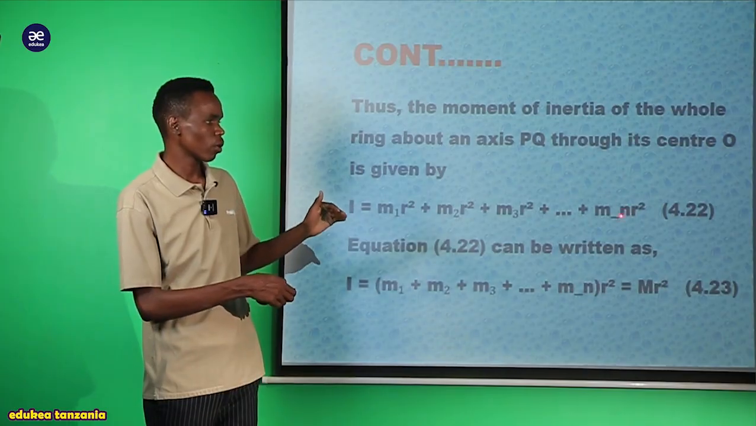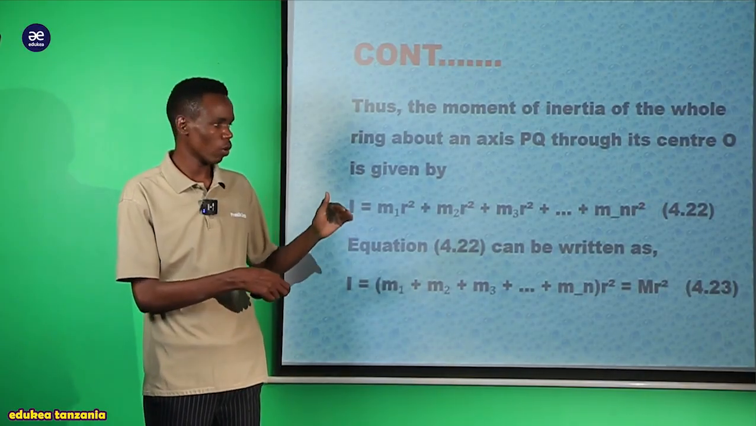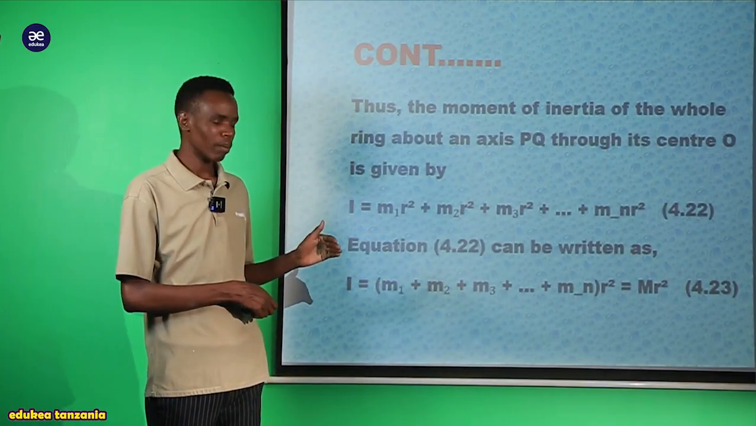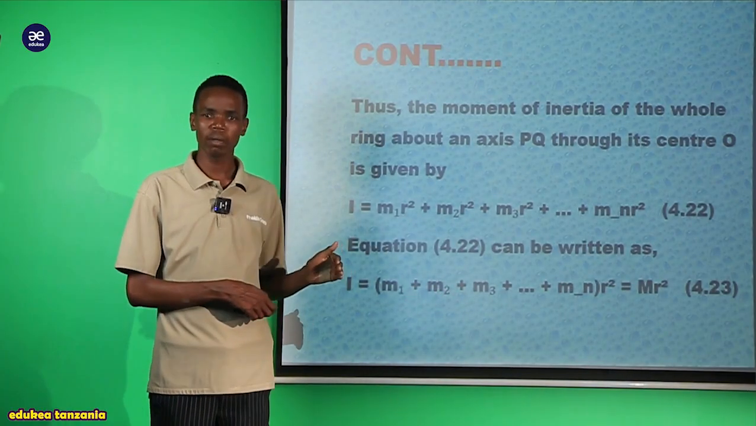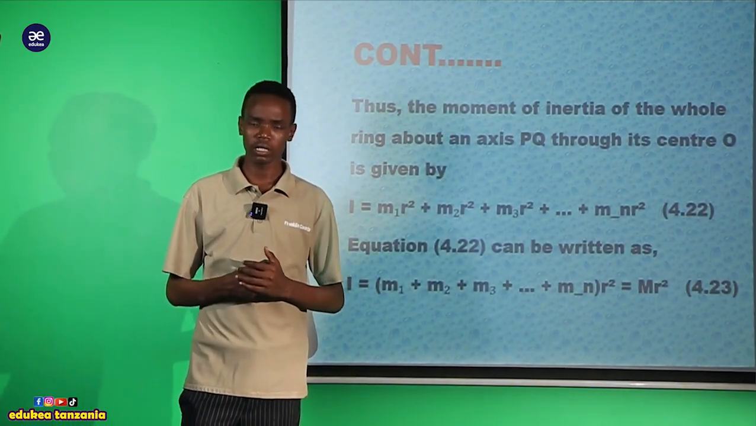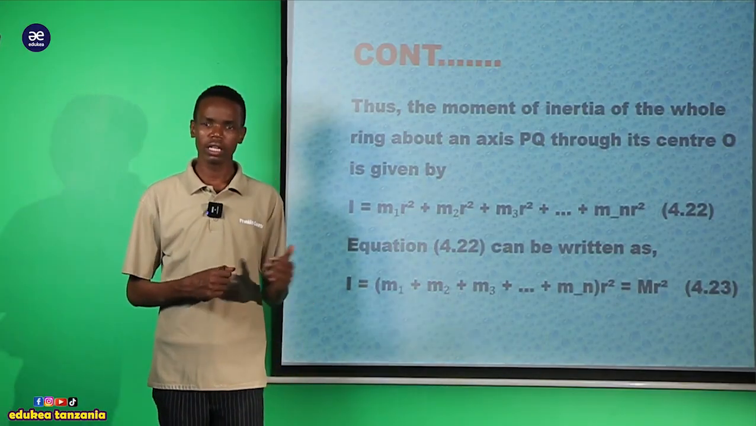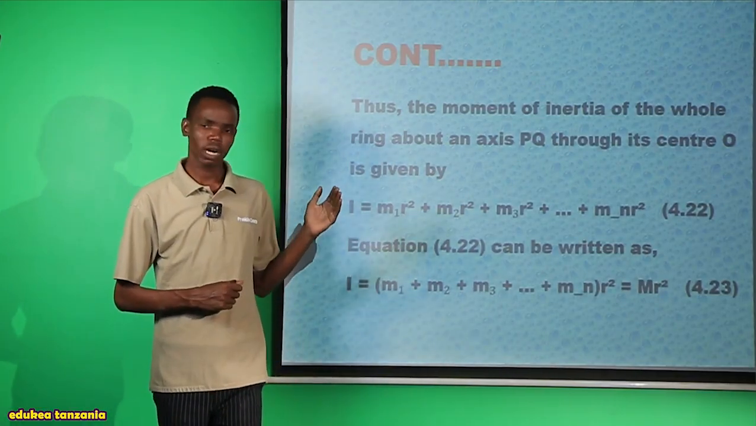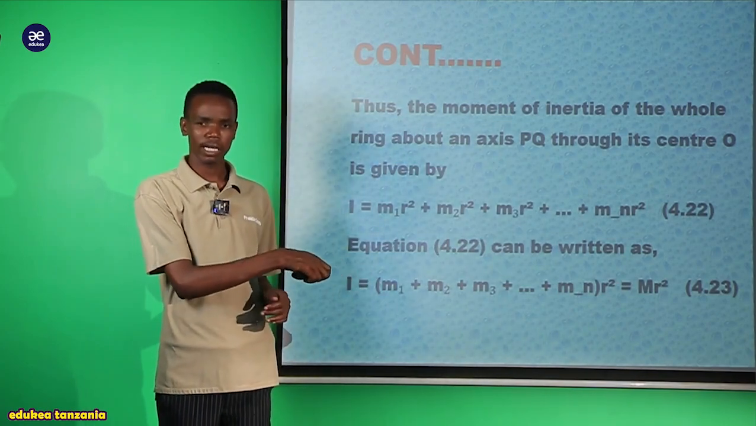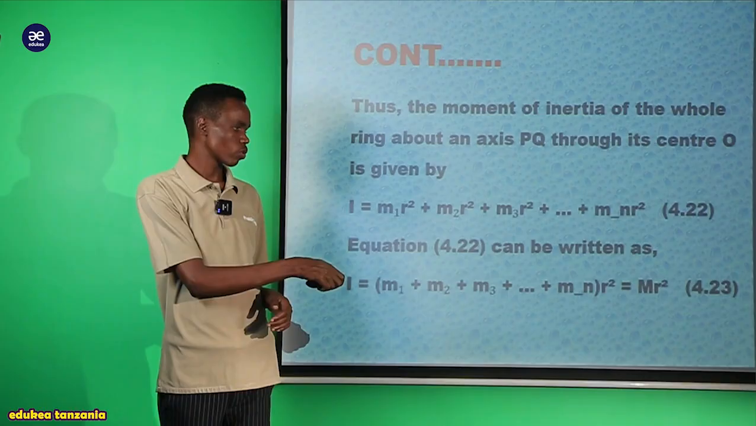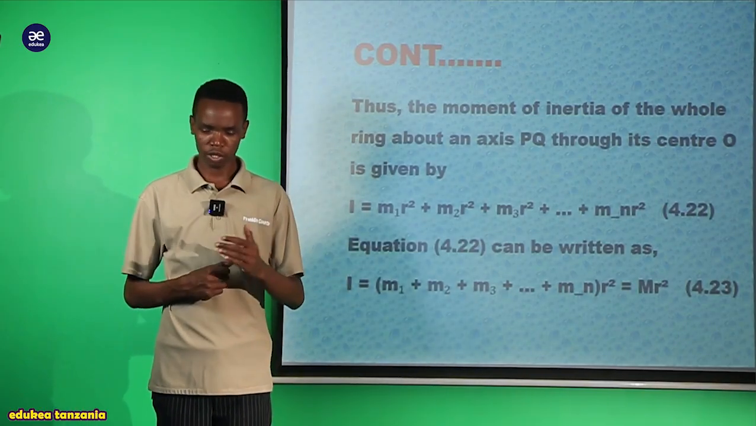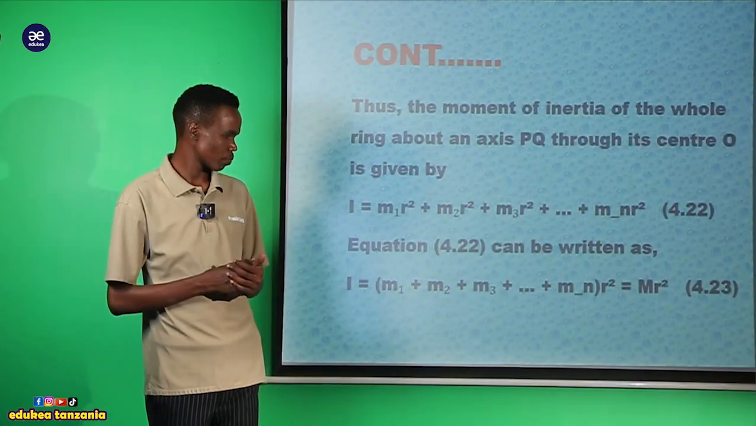It means that we record equation number 22 on topic number 4 here: the moment of inertia must be equal to m1 plus m2 plus m3 plus dash, up to the n terms of the masses, then we multiply by r square. We should factor out the radius square, or the distance square, because it is common in our equation number 22 here, as we try to observe.